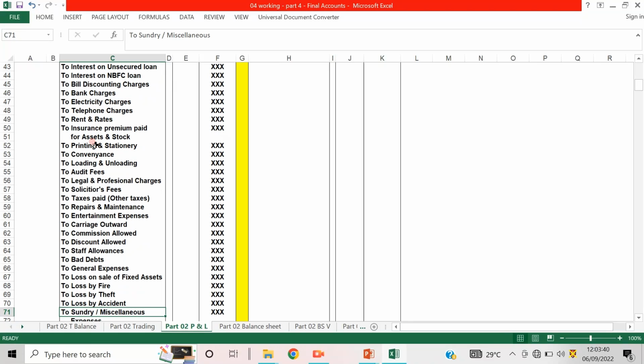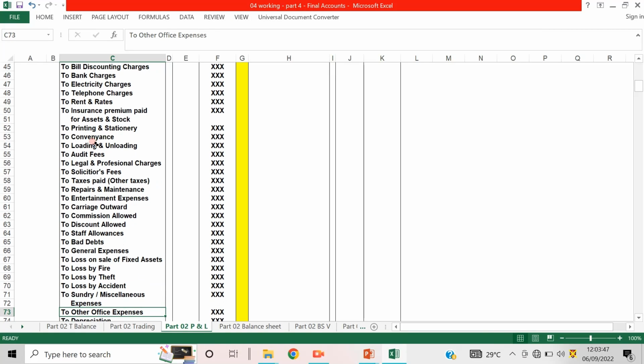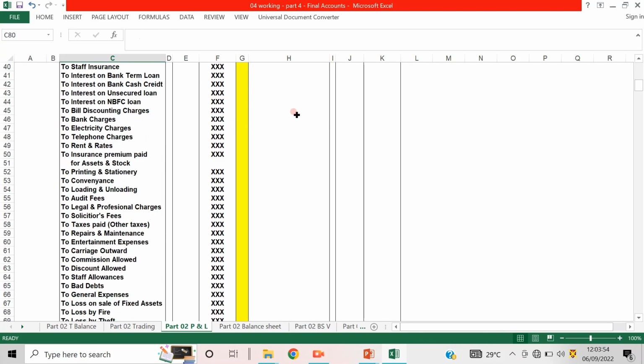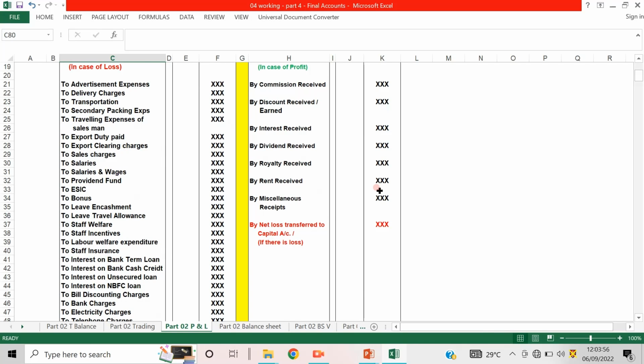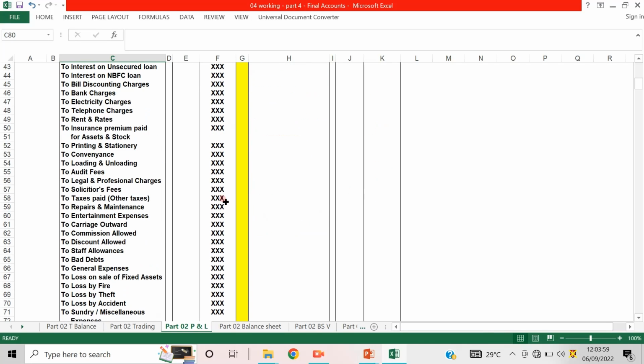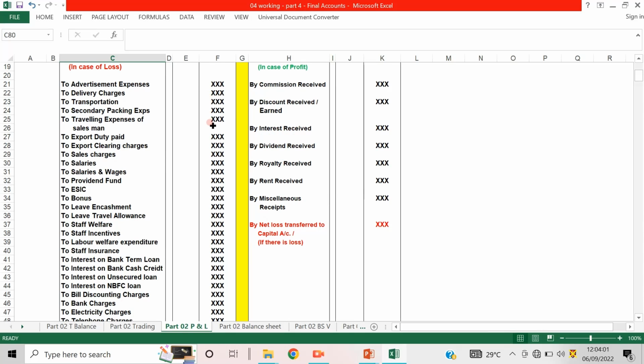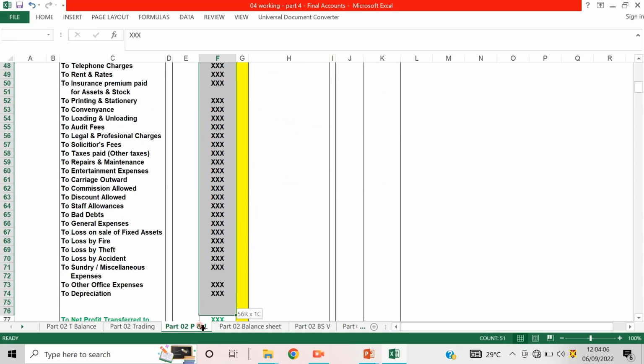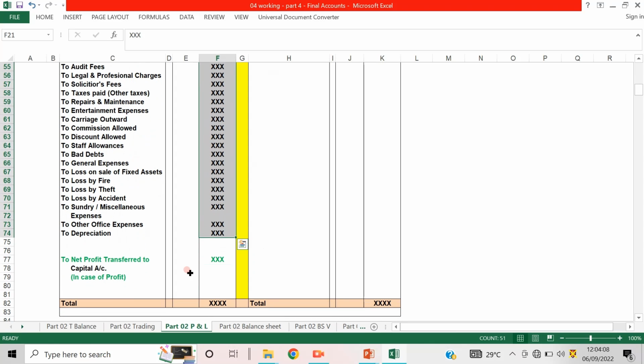Now loss by accident, here it is taken on the debit side of the profit and loss account. Now sundry or miscellaneous expenditure, other office expenses, depreciation, only depreciation. Now if the gross profit plus other income, other revenues are more than the total of this indirect expenditure, there will be a net profit. This is called the net profit transferred to the capital account.